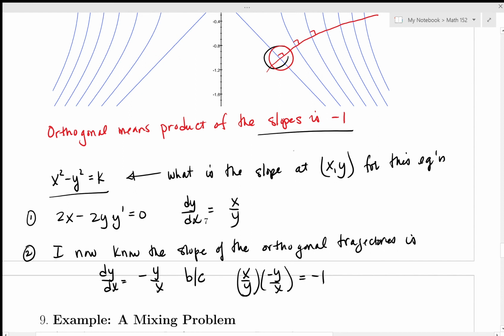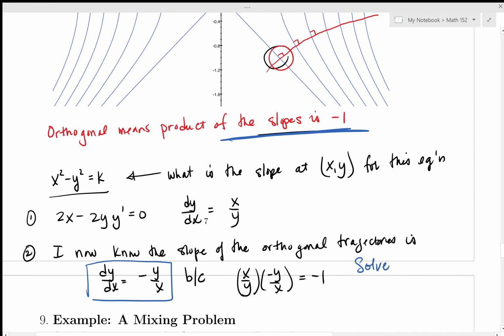What we already know is at some point in our careers we've known this, and all we're doing is applying that, and then we are getting a differential equation that describes the red line. Then all we have to do is solve that. So now I'm going to solve that differential equation that describes the red line.